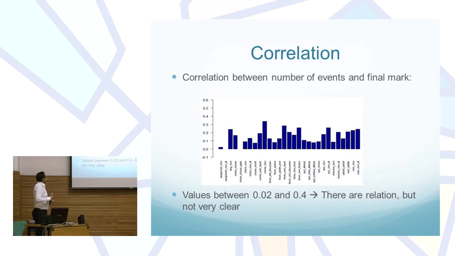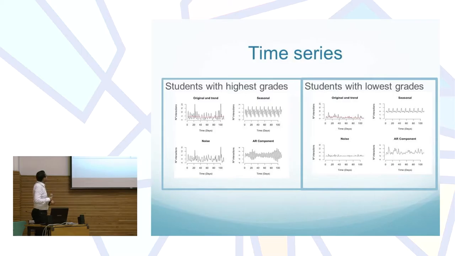We have decided to go one step further and to make the time series analysis. For the time series analysis, we started by analyzing the daily interactions of students with the platform. We have divided them into two groups, those with the highest grades and those with the lowest grades. And here you can see that we have decomposed the time series into their components: the trend in red, the seasonal, and the noise and the autoregressive component.